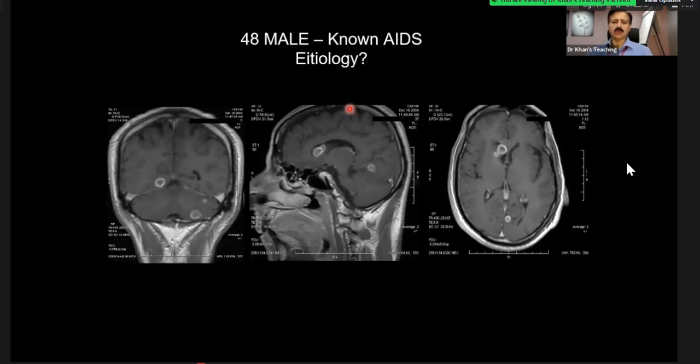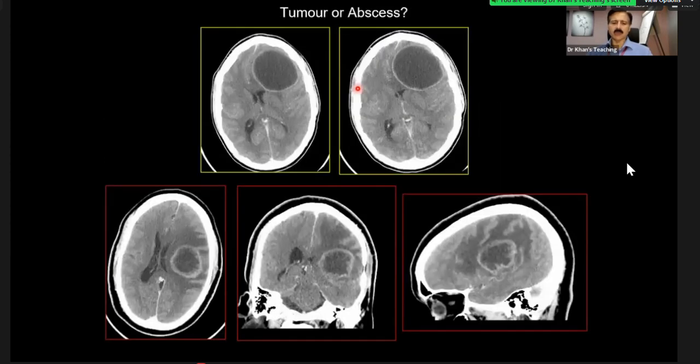Of course, when you see a ring enhancing lesion, toxoplasmosis and TB both will be there. Now, tumor versus abscess. In the exam, I can show you this case, and your differential will be that it is an abscess or a necrotic tumor. Please remember, a necrotic tumor means it's a high-grade tumor.